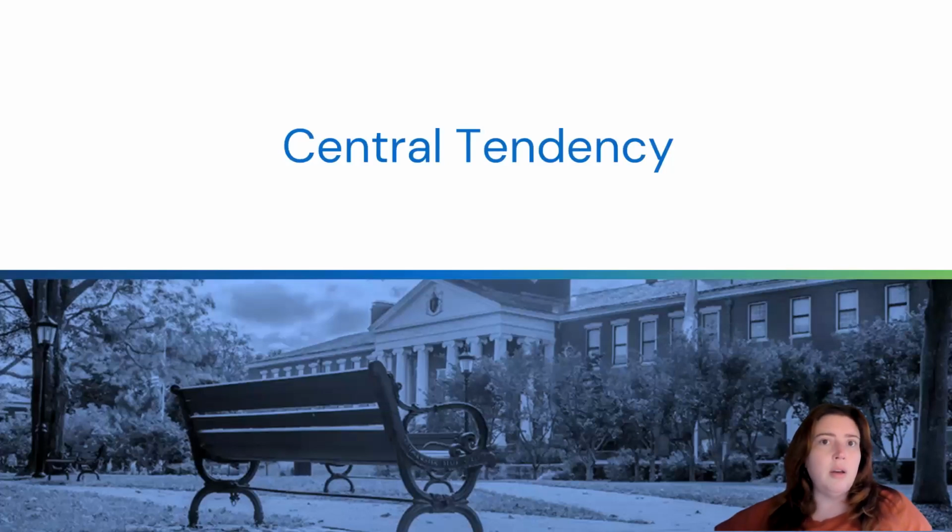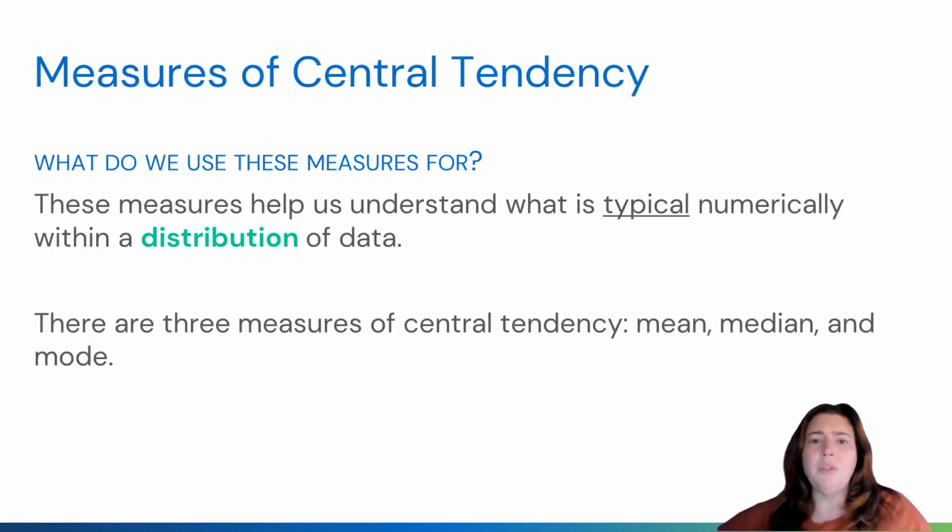So the next category of descriptive stats is central tendency measures. We use these to help us understand what is typical numerically within the distribution of data. All we're really trying to do here is look at the distribution of your whole data set. You have a spread of data. Imagine you have 100 points of data, and you want to understand what's within that 100 points of data. One way to do that is to look at what's in the middle. How do you characterize what's in the middle? There are three ways you can do that. You can calculate the mean, the median, or the mode.